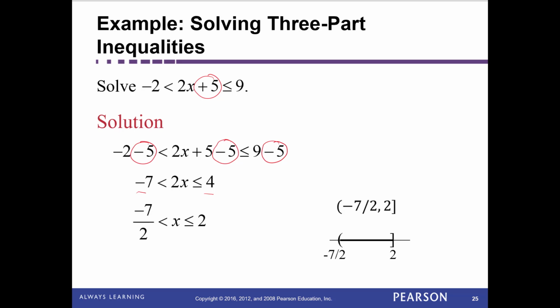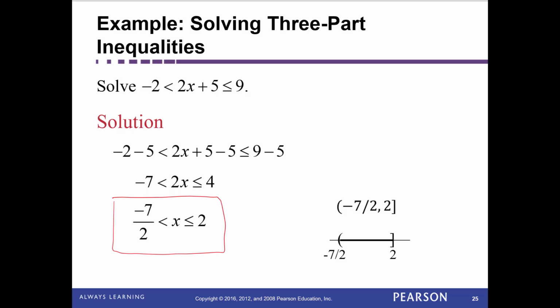Next thing I'm going to do is divide by 2. And the reason I'm dividing by 2 is I want to get rid of that 2 that's multiplied by the x, which means I've got to divide over here by 2, and I've got to divide over here by 2. So I've got to make sure to do it everywhere. And so I'm left with minus 7 over 2 is less than x, and that is less than or equal to 2. I'm going to put that on a number line.